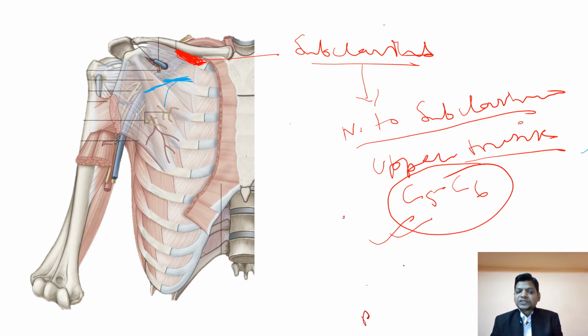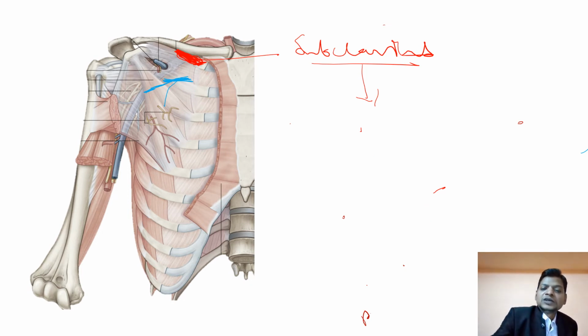So this is very simple. Subclavius originates from first rib near its costal cartilage. Inserts in the groove for subclavius on inferior surface of the clavicle, supplied by nerve to subclavius coming from upper trunk, and root value is C5, C6. So it is very simple.